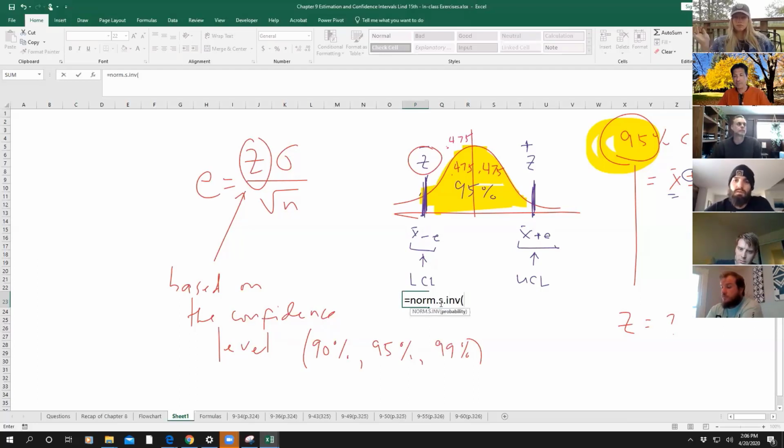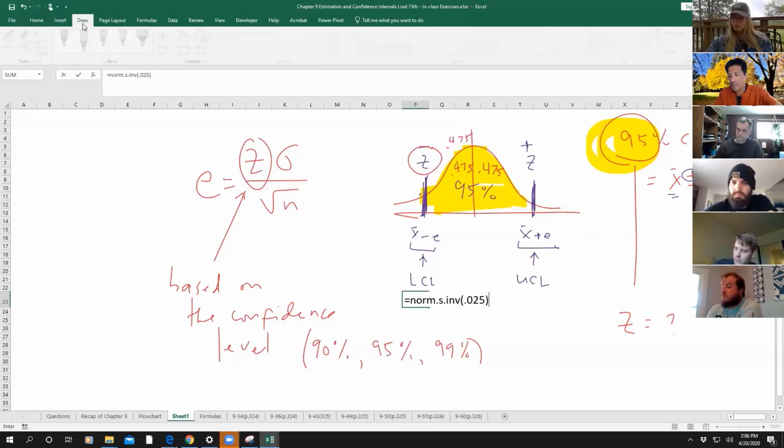This is the function. So what's the probability that I will put inside this function? Would it be 0.025? 0.025, correct. All right, so we will not be using the 0.475, but rather the tail end area.